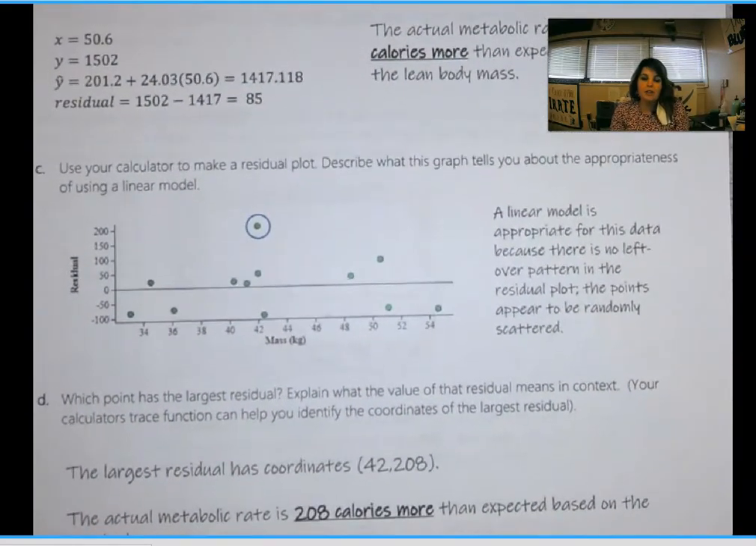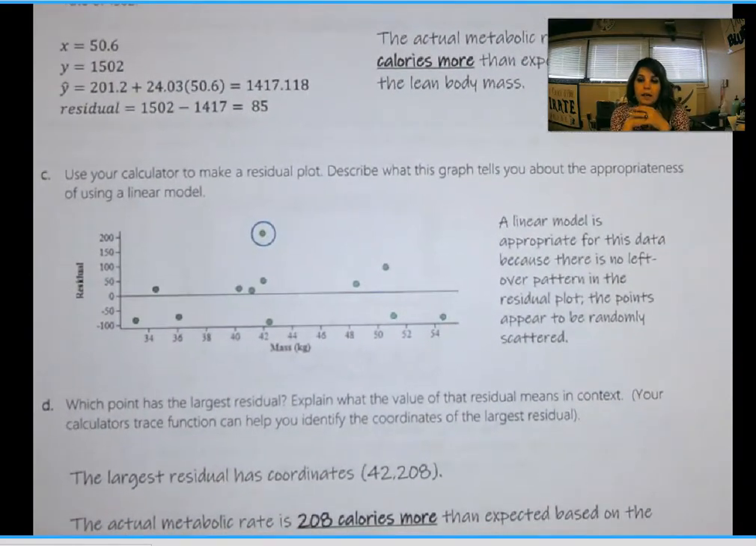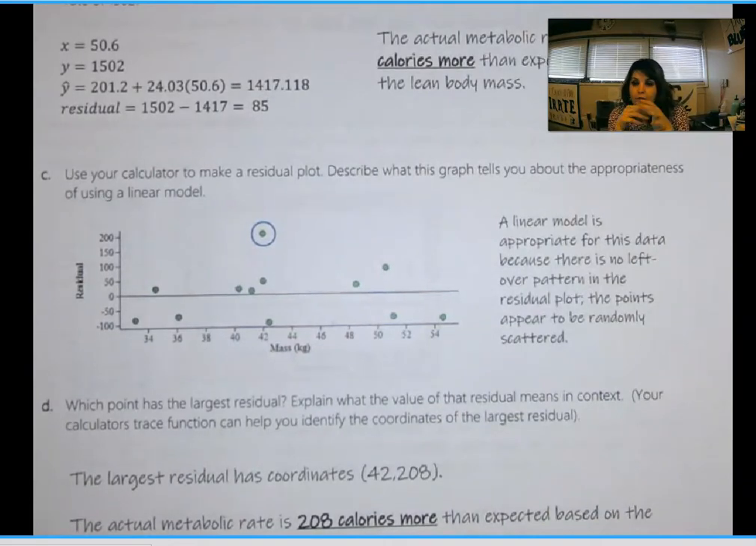Use your calculator to make a residual plot. You don't have to put this residual plot on there. I have put it on the key because I want you to know whether or not the residual plot you have in your calculator is accurate. So I have it on here just for your reference.